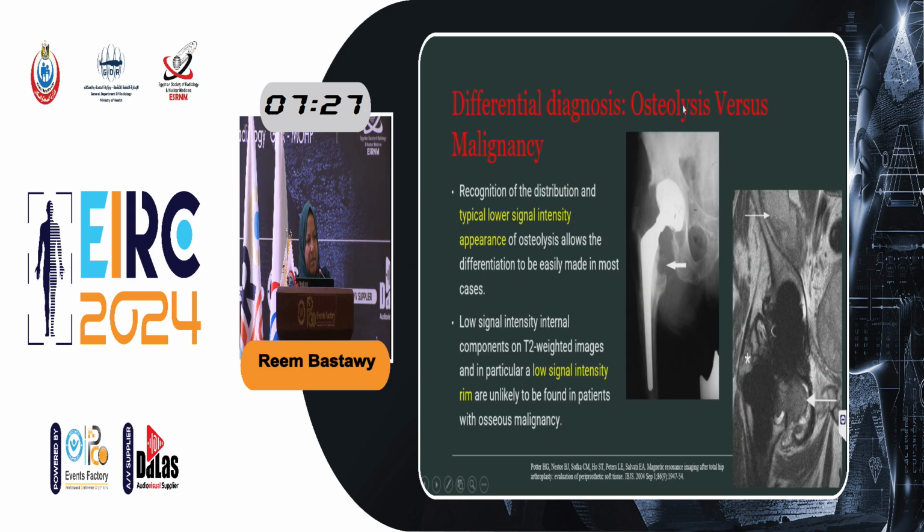Sometimes by plain X-ray, osteolysis may be mistaken as malignancy, and the MRI is a problem-solving tool by demonstrating the characteristic signal intensity and the hypointense rim, which are unlikely in malignant lesions.